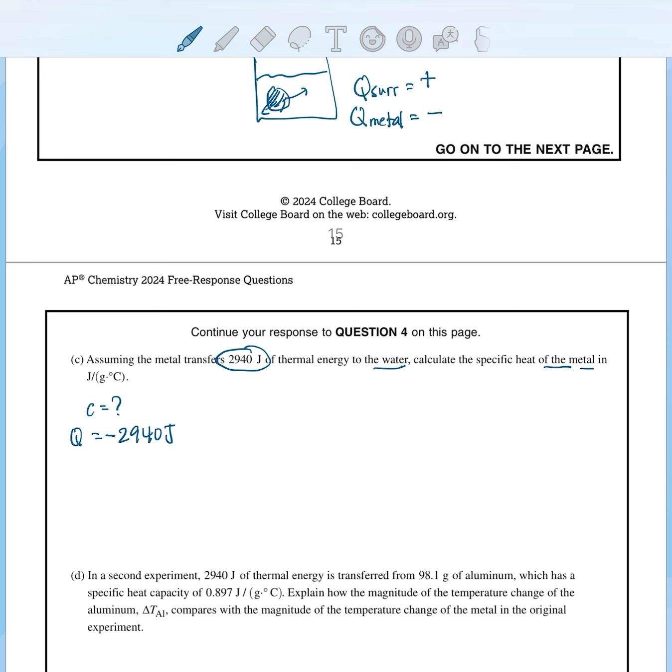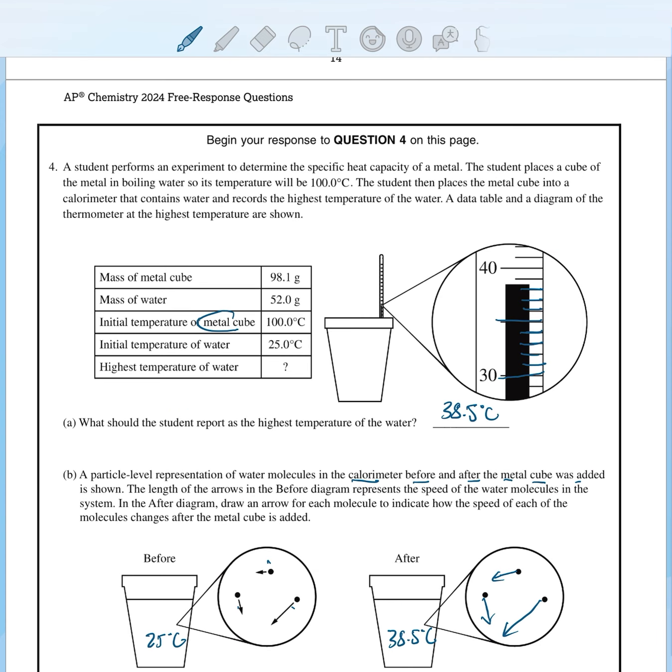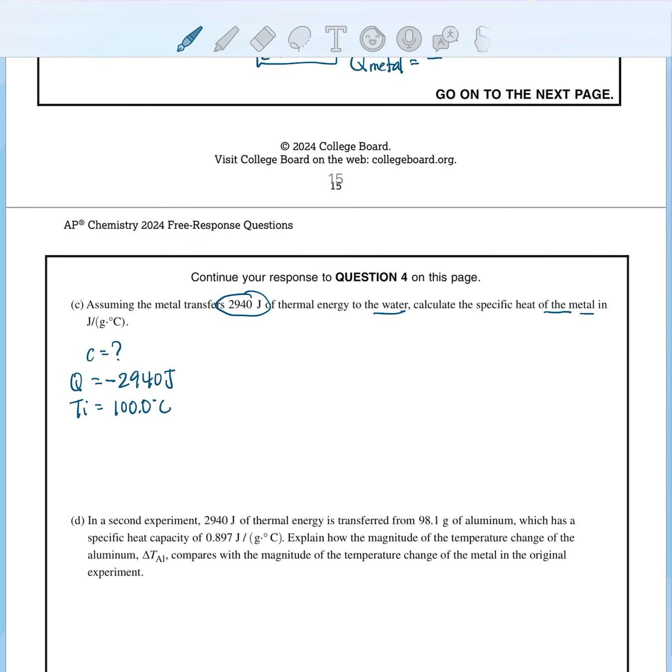And then the initial temperature was 100 degrees Celsius. Remember, I have to be careful. It's the initial temperature of the metal, not the water, because all of our variables are for the metal. So I have Q of the metal, and I'm going to find the specific heat capacity of the metal. So I need the initial and final temperature of the metal. All right, so TF is 38.5.